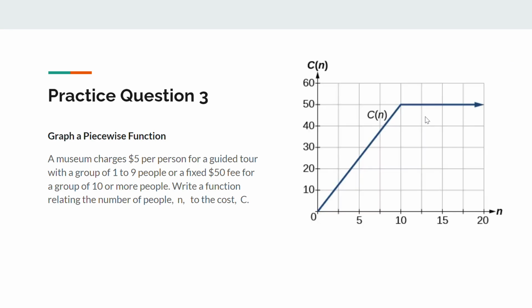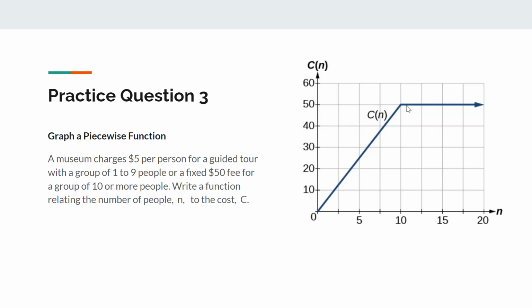Alright, so here's the graph of the function. The graph should look like this. The museum charges $5 per person for every 1 to 9 people. So up until 10, C is equal to 5n, because it's $5 per person. For example, if you have 5 people, you multiply 5 per person. So 5 times 5 is equal to 25. So the cost is going to be 25 right here.